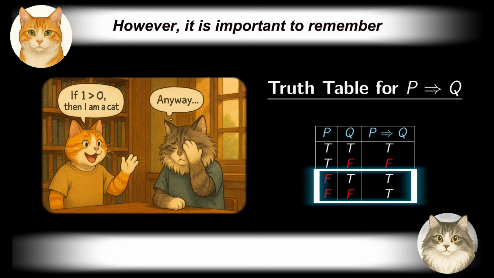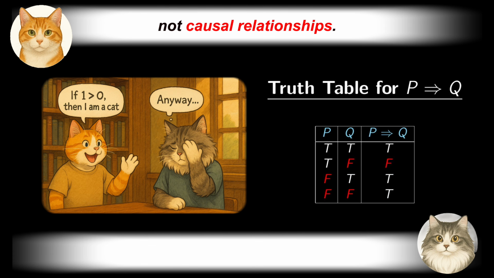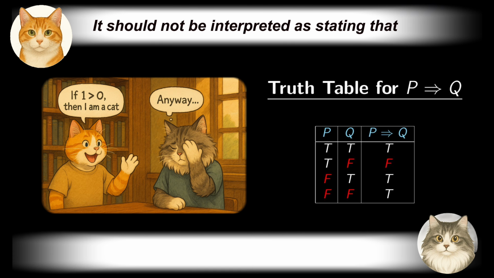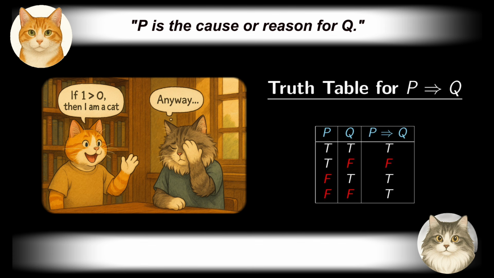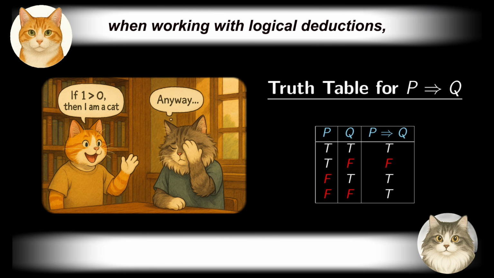However, it is important to remember that we are discussing logical implication, not causal relationships. The implication simply defines a compound proposition whose truth value is assigned according to the truth table. It should not be interpreted as stating that P is the cause or reason for Q. For example, if 1 is greater than 0, then a cat is a cat. This proposition is considered true because both the antecedent and the consequent are true. However, clearly 1 is greater than 0 is not the reason why a cat is a cat. Although this may feel unnatural initially, such a convention often brings convenience when working with logical deductions, which will be explained later.